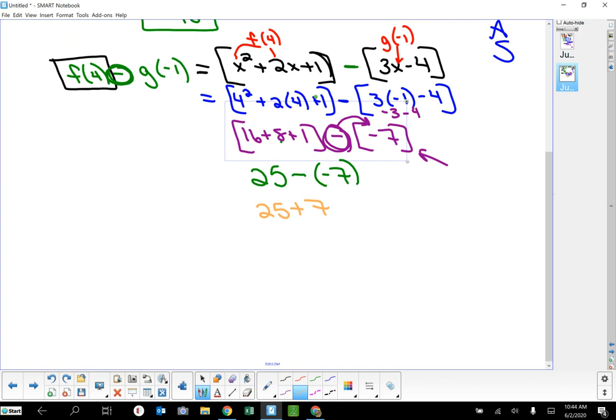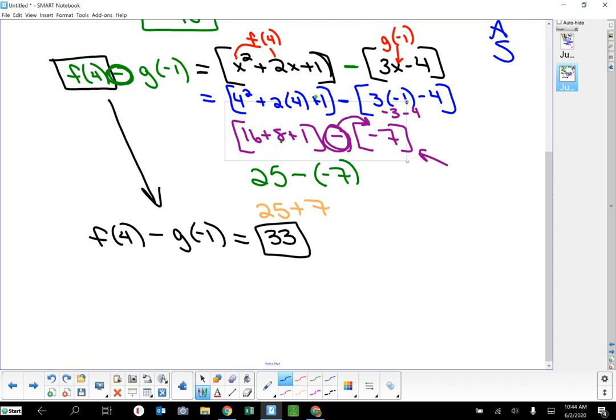And I'm laying all these steps out so that you see every single step here. 25 plus 7 is 33. And so f of 4 minus g of -1 equals 33, right? That came from the problem. This is us working those out in all those steps.